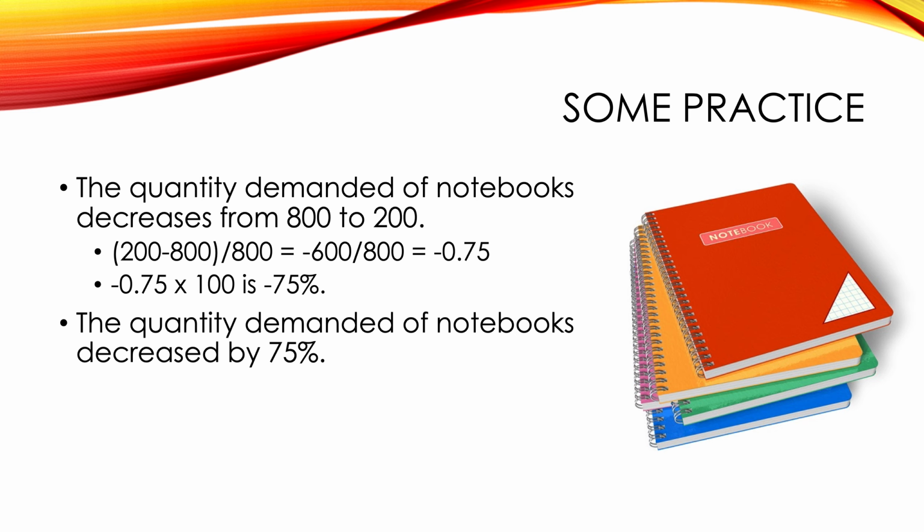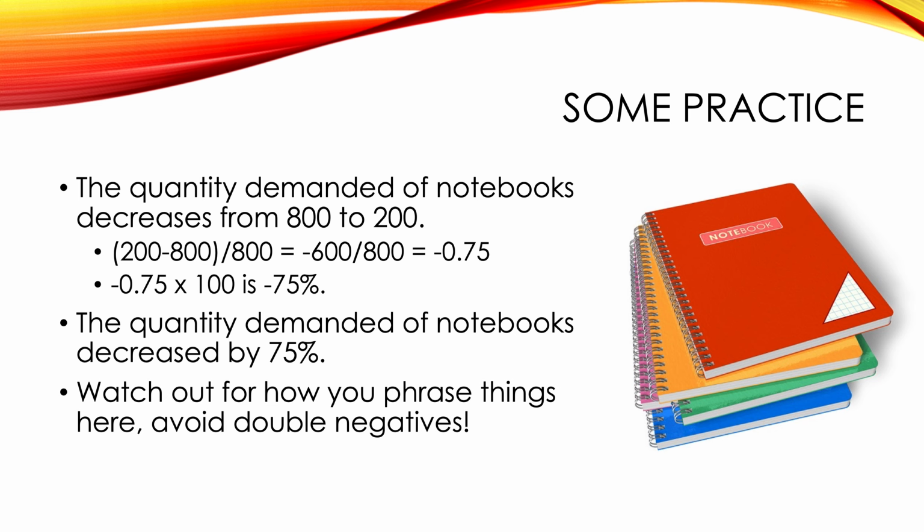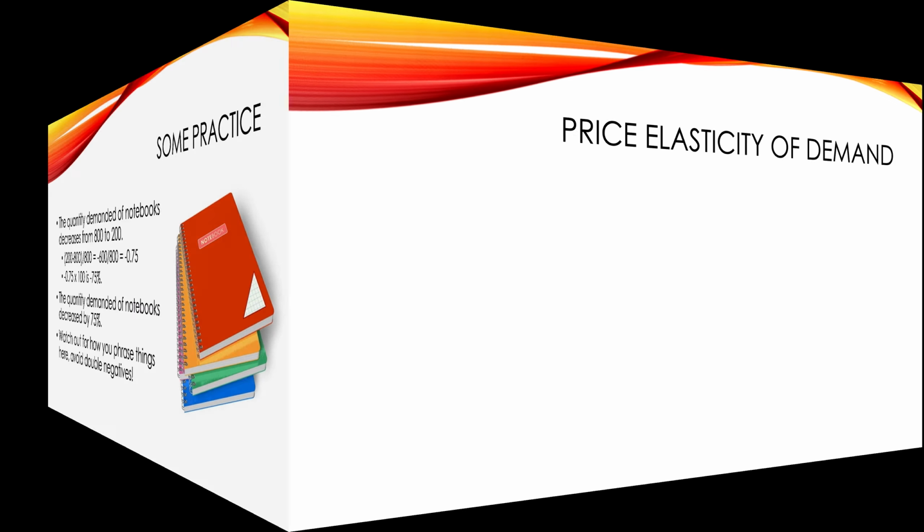Now, the one thing you have to be a little careful with here is you have to watch how you phrase things. So you have to avoid double negatives, meaning you wouldn't say that the quantity demanded of notebooks decreased by negative 75%. Because that would mean that the quantity demanded of notebooks actually increased by 75%. So just make sure you're not using a double negative by accident, because that's going to give you a different meaning.